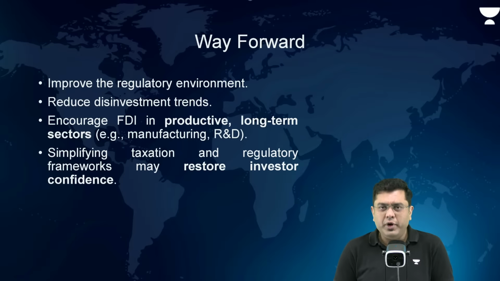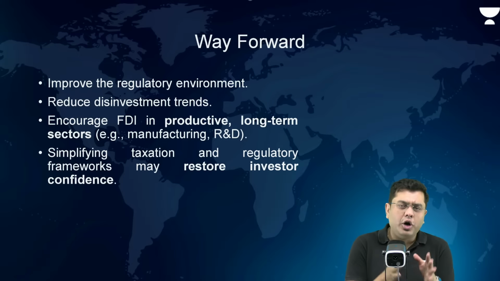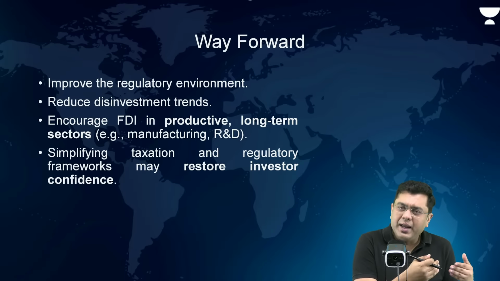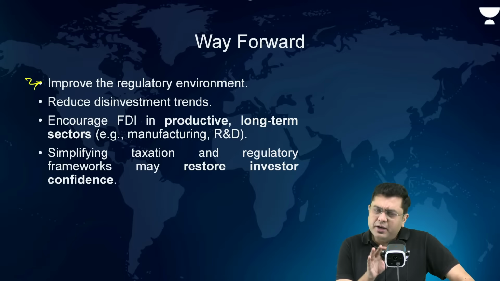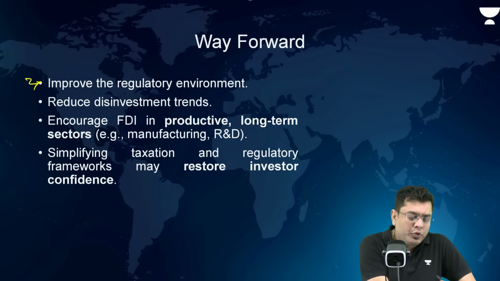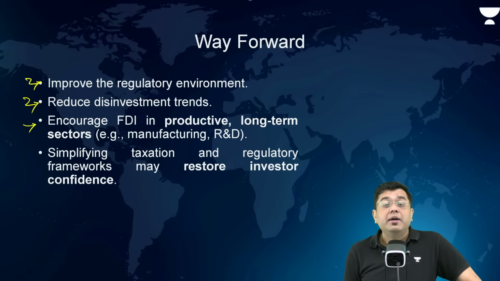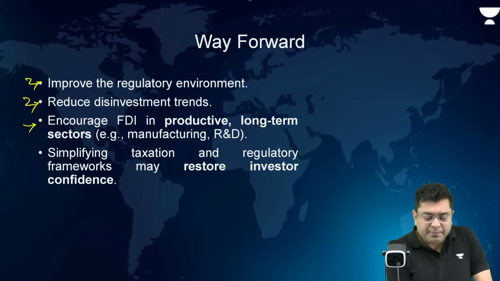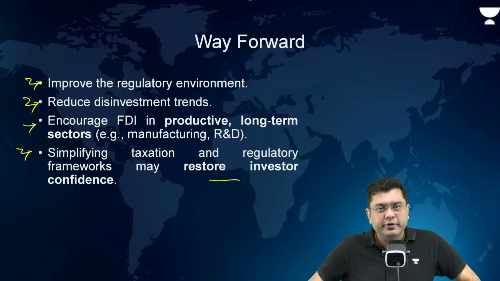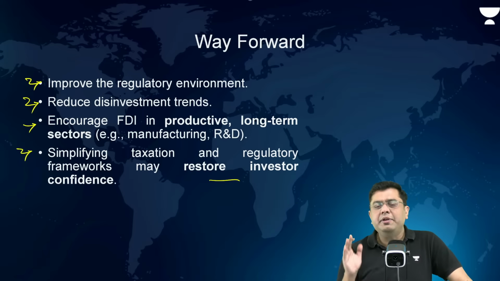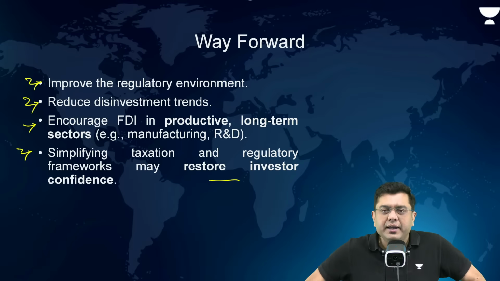So what is the way forward that a country like India can adopt to ensure that FDI inflow is reliable and also continued? Improve the regulatory environment, make it more compliable, improve ease of doing business, reduce disinvestment trends, encourage FDI in productive long-run sectors, for example R&D, simplify the taxation and regulatory framework, and restore investor confidence. So these are what can be followed to ensure that FDI is not short run, but ensures long-term gross capital formation. Okay.